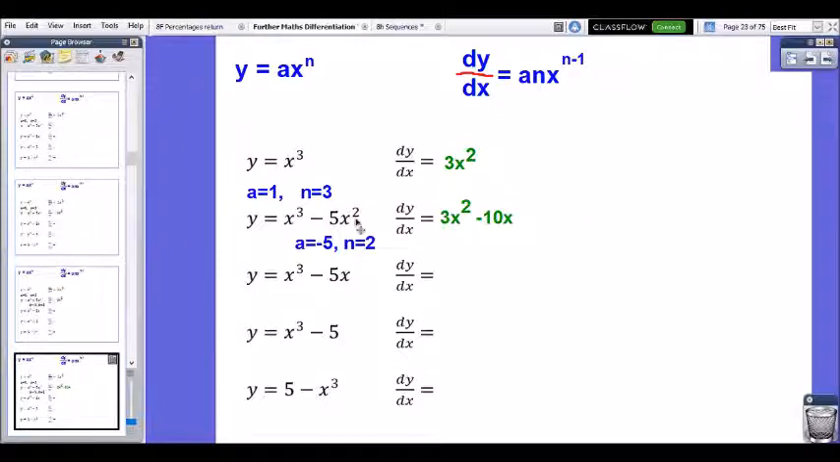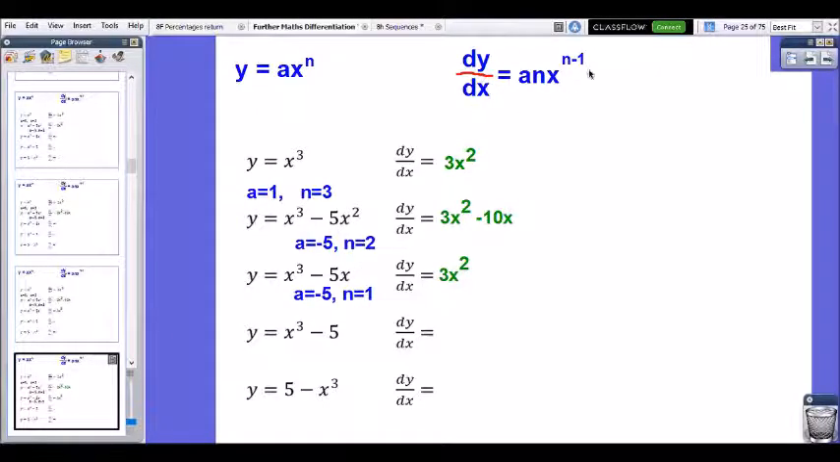Right, next one. y equals x cubed minus 5x. We've done the x cubed bit loads of times now, so we've got 3x squared, so that bit's done. But how would we differentiate negative 5x? Let's think. What would our a be? And what would our n be? So the a is just negative 5 like before. Do you see that n? If you've just got x, that really means x to the power of 1, doesn't it? So we've got negative 5 and 1.